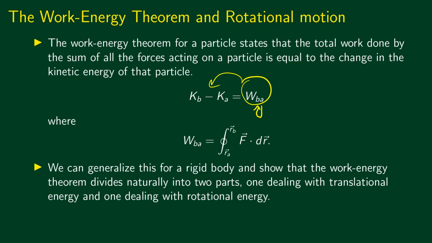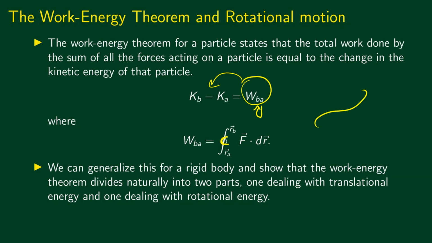But if there are dissipative forces, the work done is negative, in the sense that the kinetic energy would decrease. WBA is the work done in taking the particle from the position vector RA to RB, from point A to point B. That's the integral of F vector dot dr vector. This is the definition of work done.